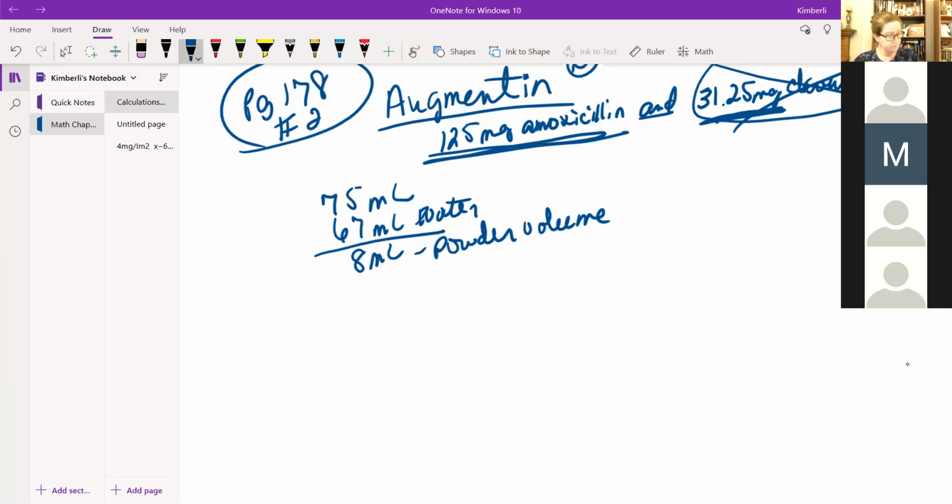And what is the volume of this dose in household measurements? So what volume of medication is necessary for a dose of 250 milligrams? So what's the concentration on this bottle once we mix it up?